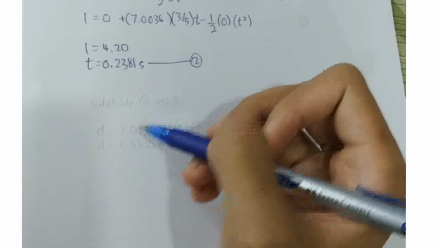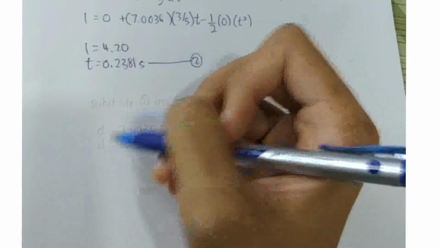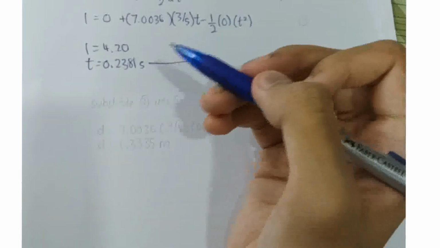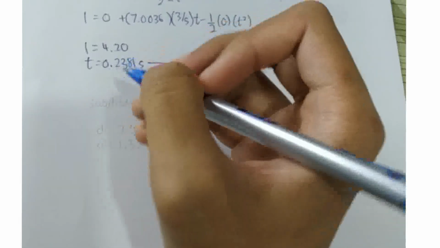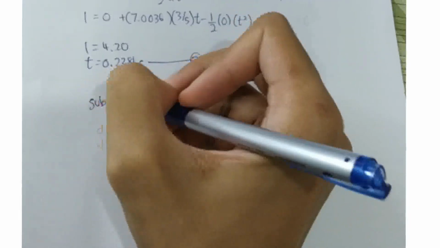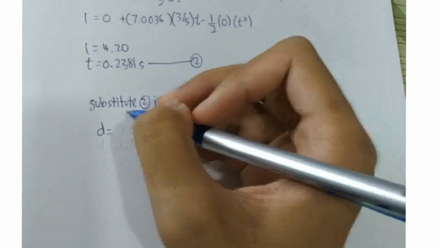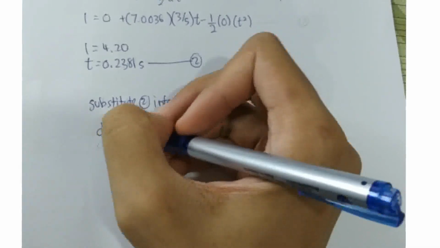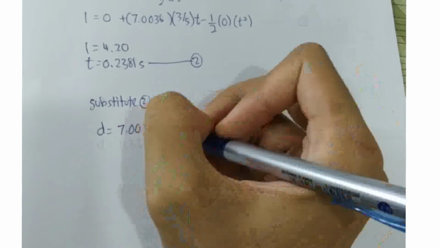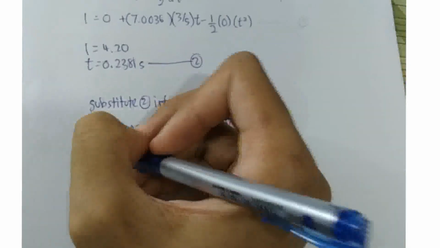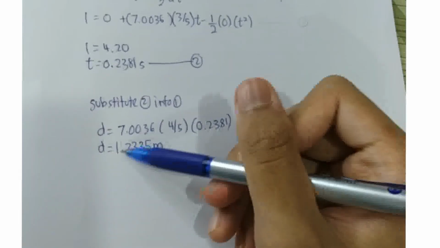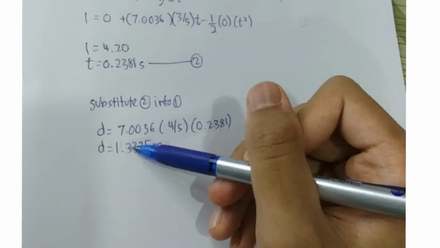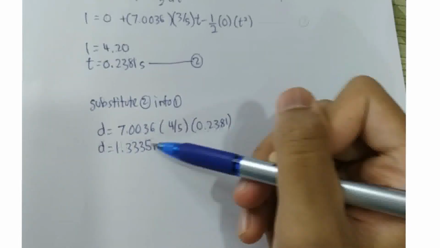Next, to find the value of d, we need to substitute equation 2 into 1. Put the given input into the equation. So we obtain that the value of d is equal to 1.3335 meter.